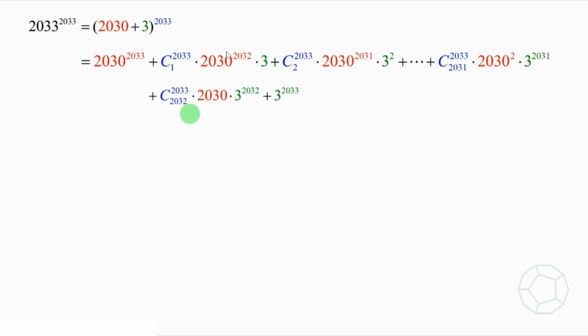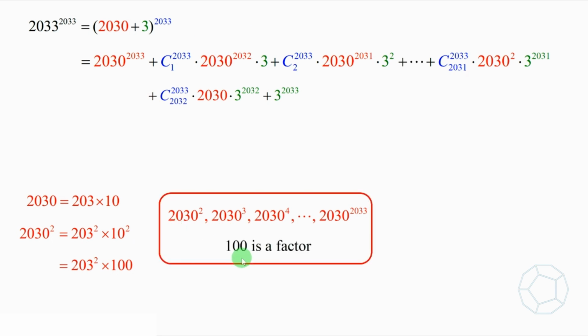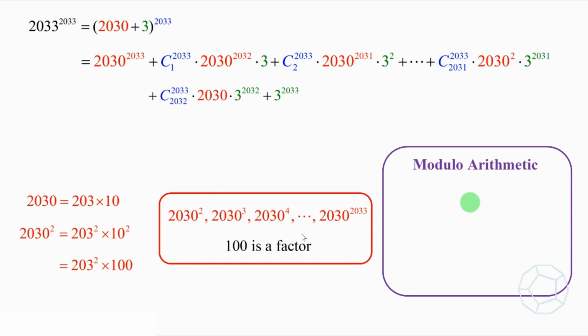They are the powers of 2030. Because the base 2030 is equal to 203 times 10, squaring both sides, we see that there's a factor of 100. Therefore, the terms 2030 squared or higher powers are divisible by 100. They do not affect the last two digits of the result. If you know modulo arithmetic, then this statement can be written in the following way: 2030 squared or higher powers are equal to 0 mod 100.